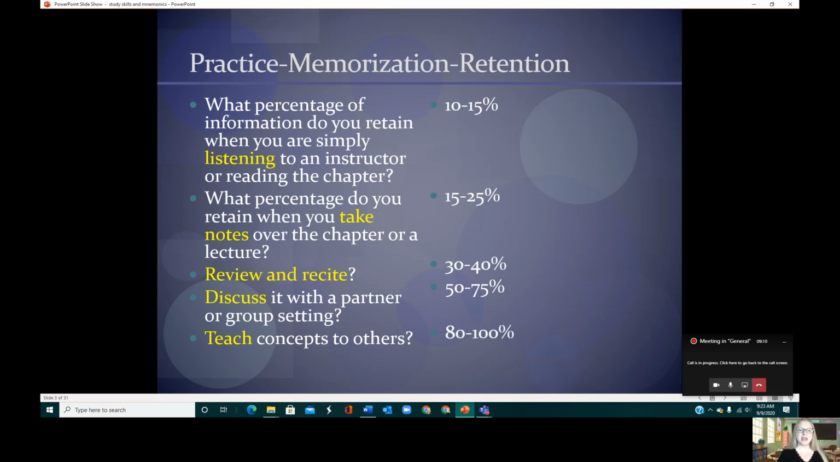So once we get to the 80 to 100% retention, that's where it's teaching concepts to others. So if you're able to teach it to someone else, so if your child can explain to you exactly how something works, then they've got that retention in there.